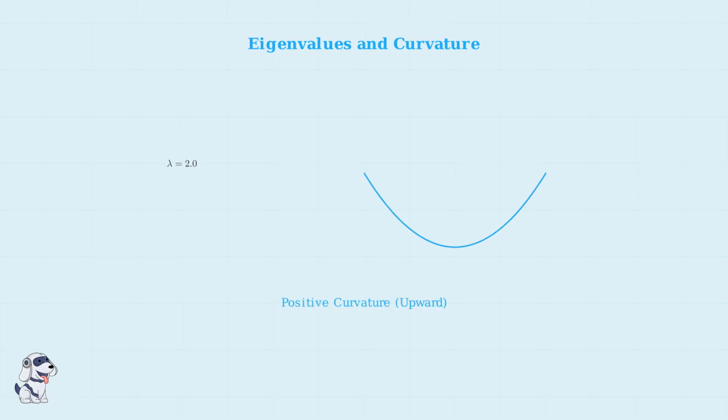Let's now examine how these eigenvalues directly relate to the curvature of the function surface. The eigenvalues directly control the curvature of the function surface. Positive eigenvalues create upward curvature, while negative eigenvalues create downward curvature. Watch how the curve changes as we vary the eigenvalue.